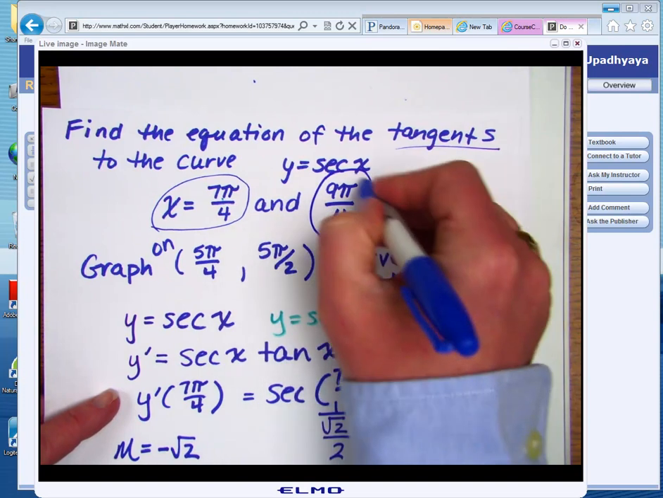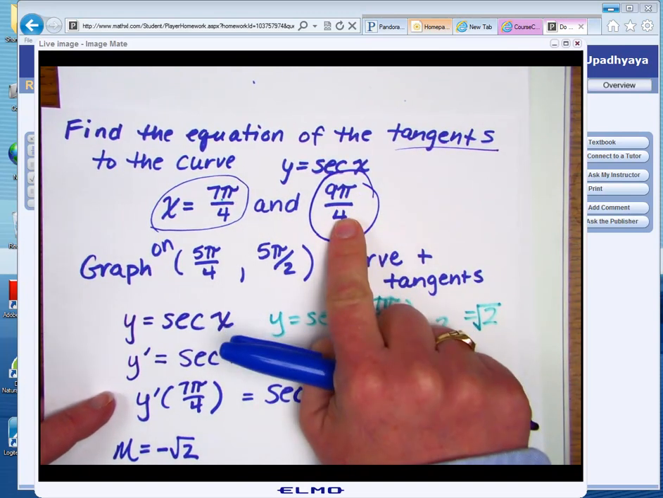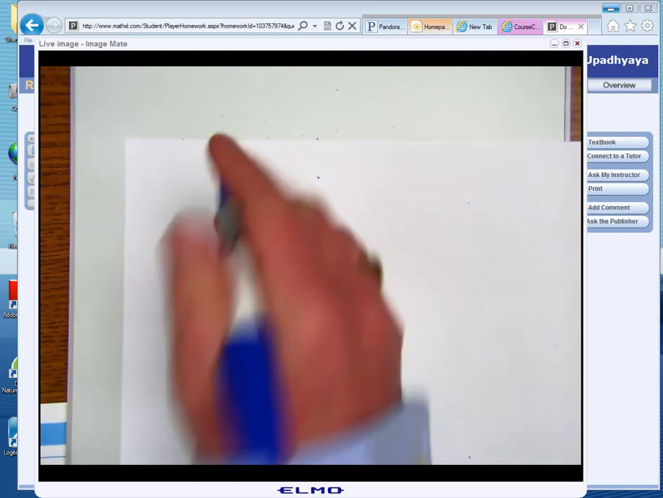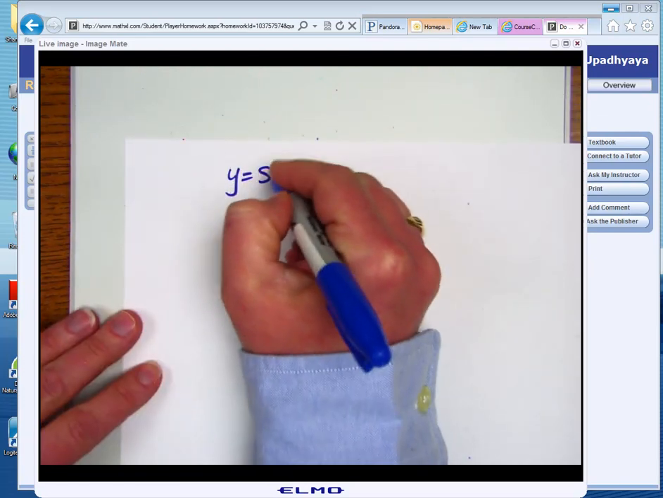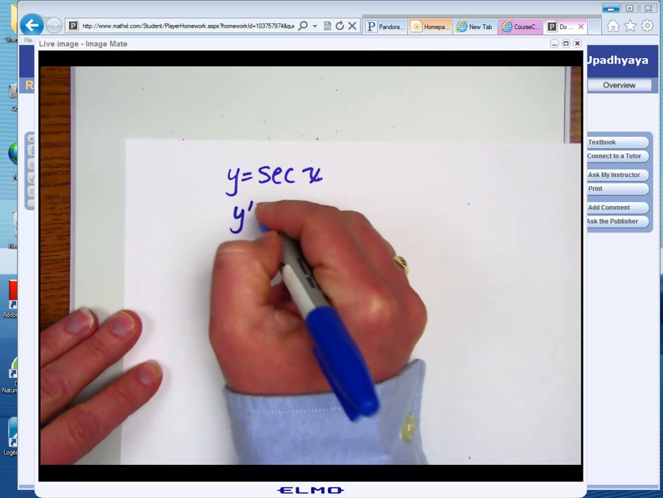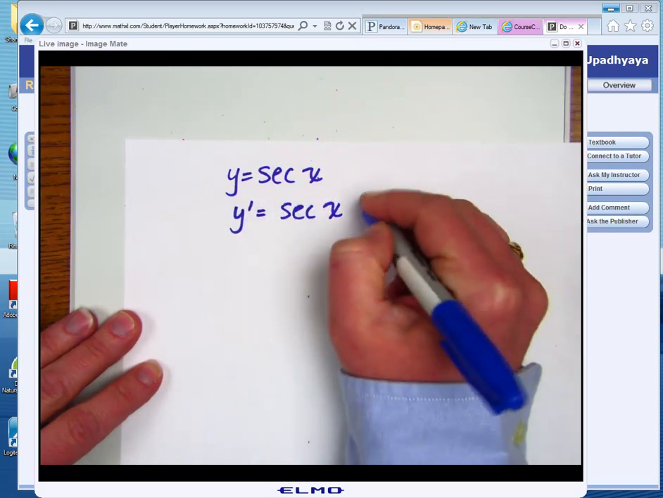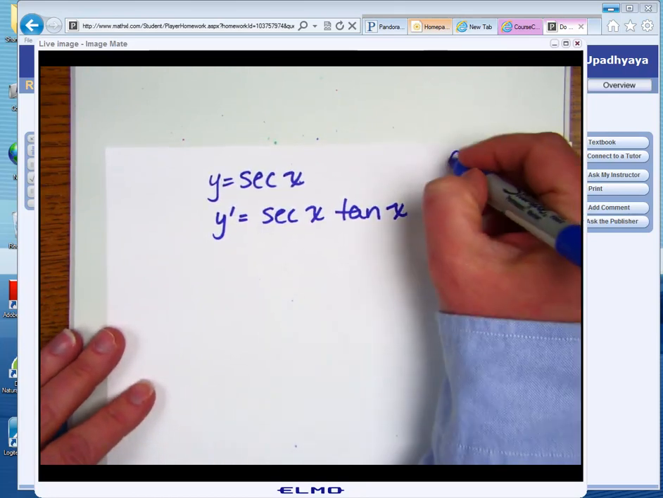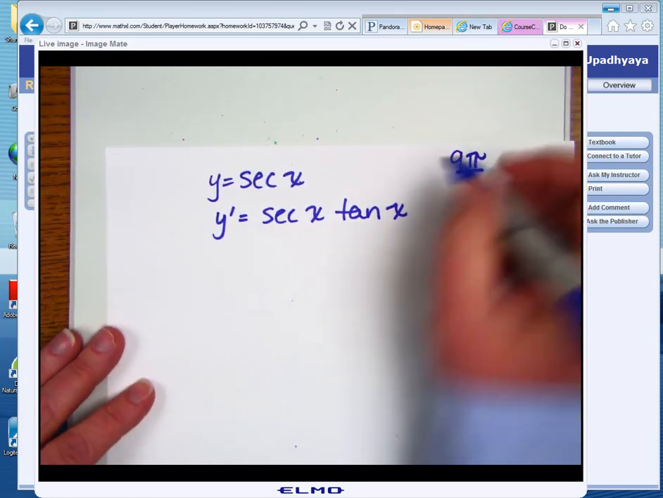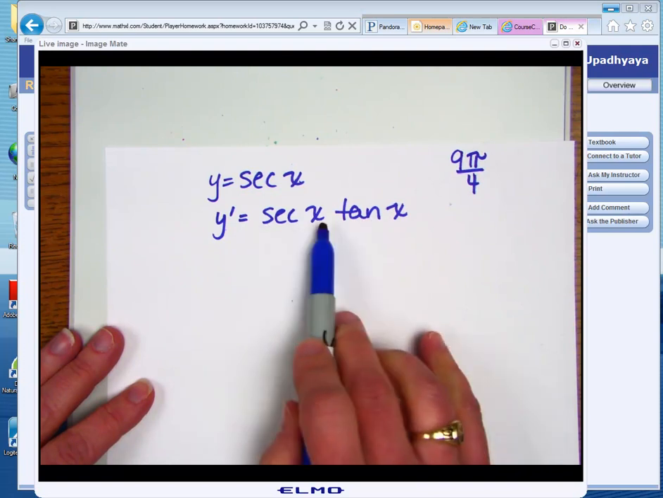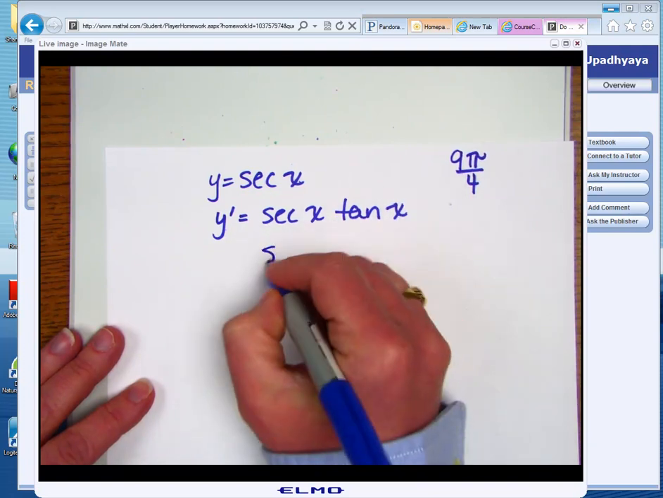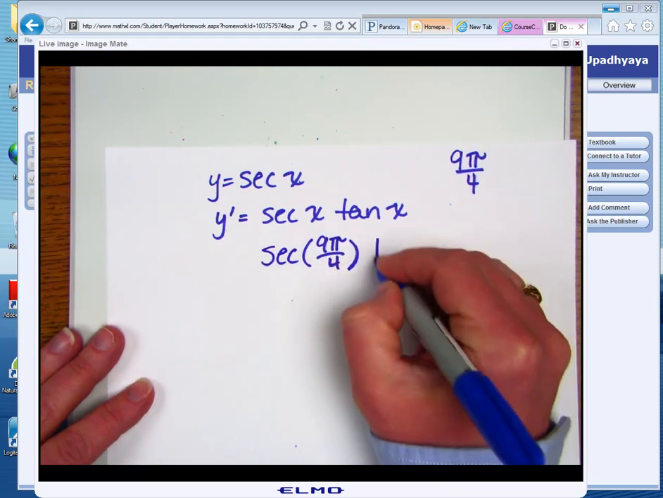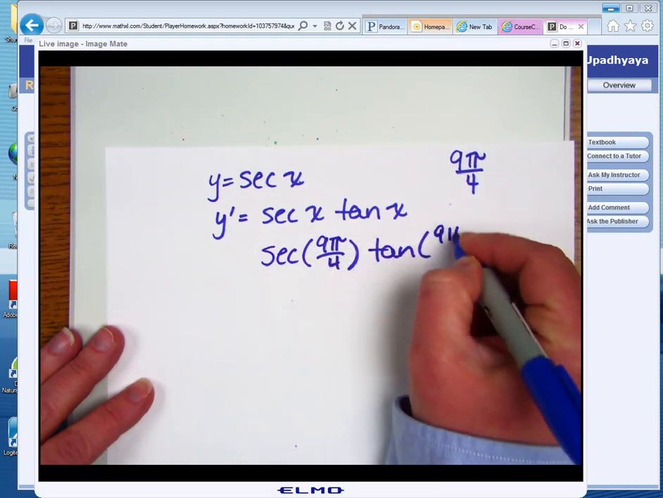I'm going to do the same exact procedure, but this time I'm going to use x equals 9 pi over 4. So again, we know that y equals the secant of x, y prime equals secant x tangent x. What did we do first? We found the slope. And now we're dealing with 9 pi over 4. Well, this will give me the slope of my tangent line if I plug in 9 pi over 4. So I get secant 9 pi over 4 times tangent 9 pi over 4.